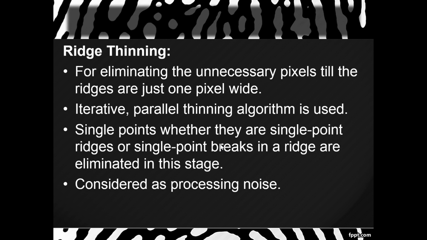An iterative parallel thinning algorithm is used for the ridge thinning process. It's basically single points where there are single ridges or single point breaks in a ridge, which are totally eliminated in this stage. What this algorithm does is remove all the single point breaks, the ridge endings which abruptly end, the breaks which suddenly end. It eliminates all this unnecessary redundant information. So this all is considered as processing noise, and we don't want noise, so it removes all the noise.